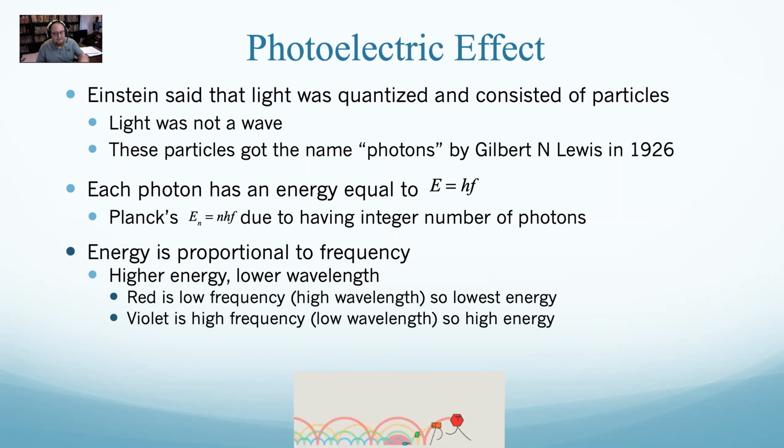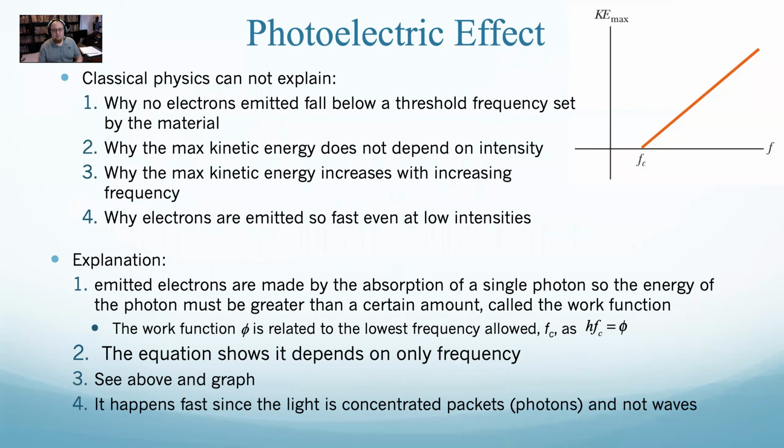And Einstein said, let's say this is true. Let's say light is a particle. If this is true, then all of our issues, we can explain them. Why is no electron emitted below a threshold frequency set by the material? What he said is emitted electrons are made by the absorption of the photon. So the energy of the photon must be greater than a certain amount, which he defined as the work function, where the work function can be found as Planck's constant times the cutoff frequency, where the cutoff frequency is the lowest frequency allowed.